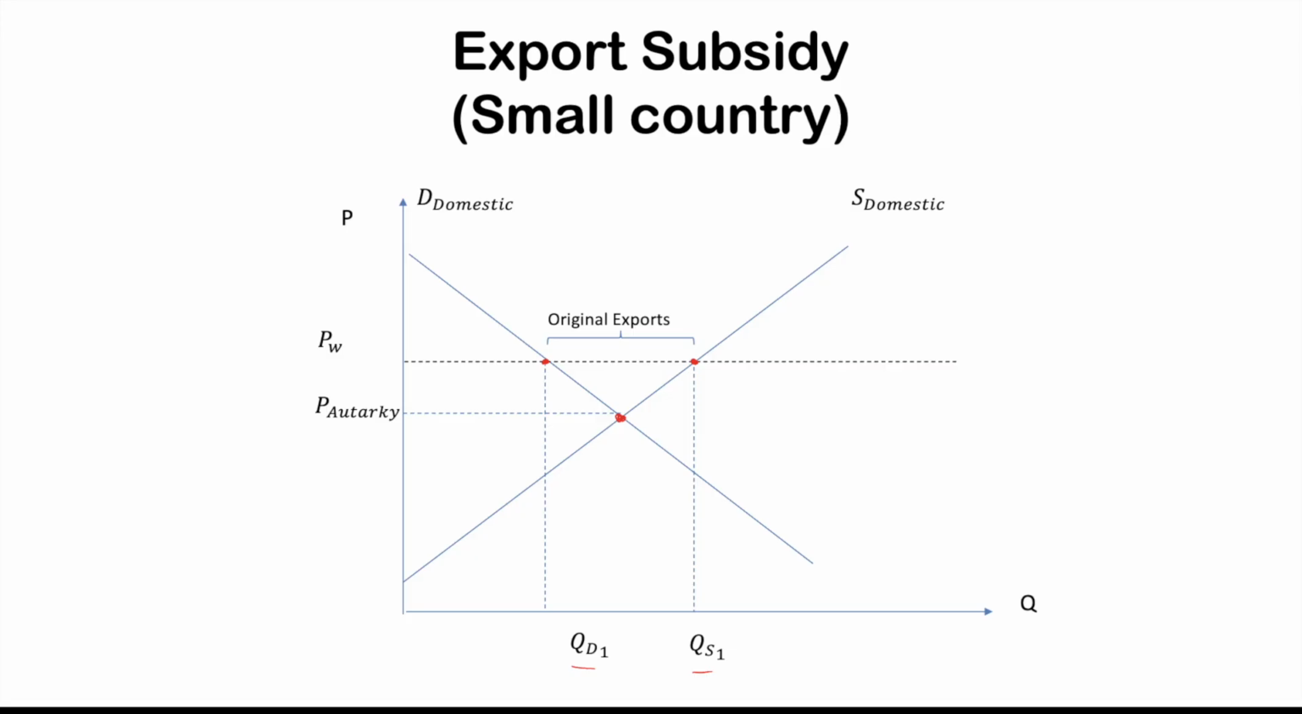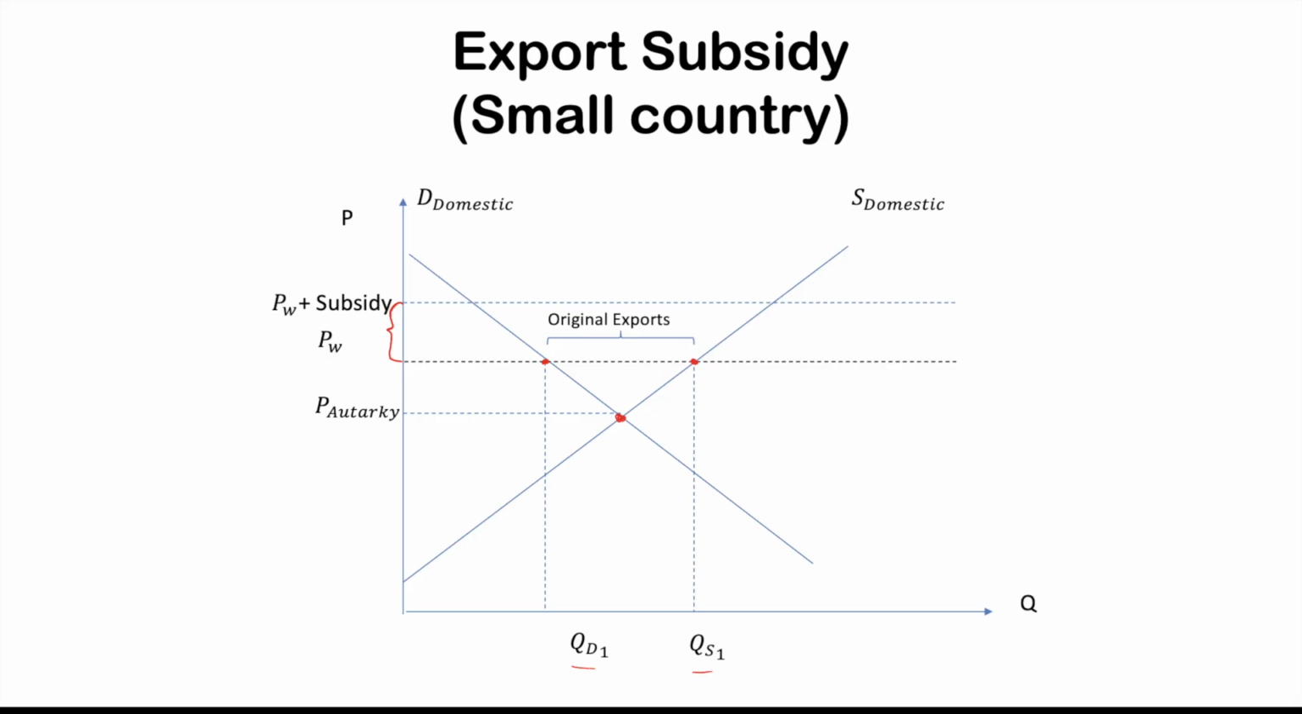But let's say the government wants to support the local producers and impose an export subsidy. Since this is a small country, it will not have an effect on the world price. So the new price with the subsidy will just be higher than the world price by the amount of the subsidy. So this distance is actually that subsidy amount.